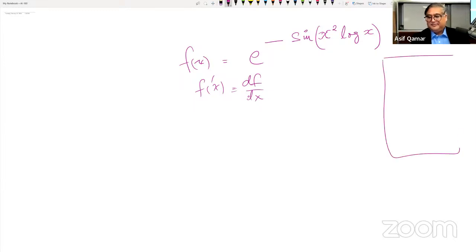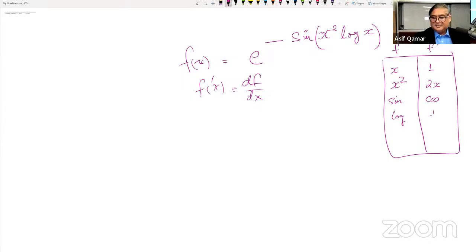Suppose I gave you a table in which I said the derivative of x to the power n, let's say, the derivative of x is 1, derivative of x squared is 2x, this much you remember. Derivative of sine is cosine, right? Derivative of log is 1 over x. That's what you vaguely remember, isn't it? And I claim that if you remember only this much, you can pretty much solve this problem.